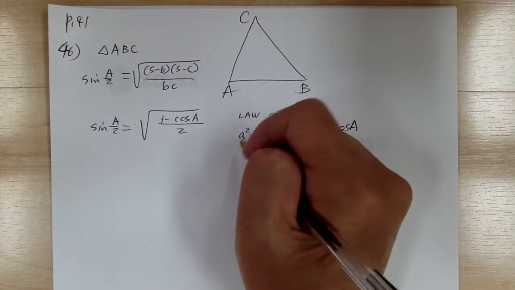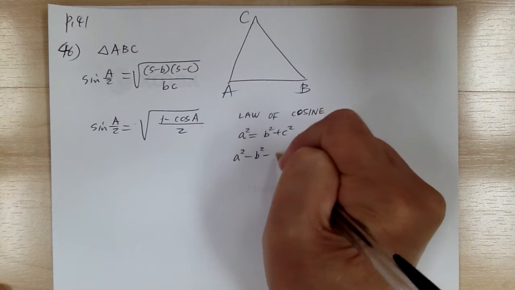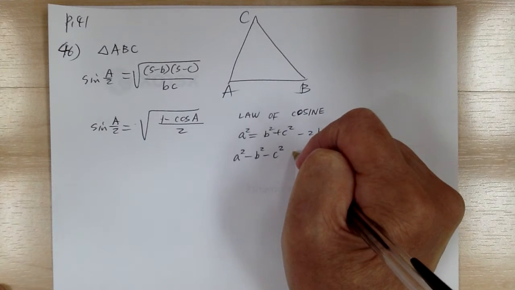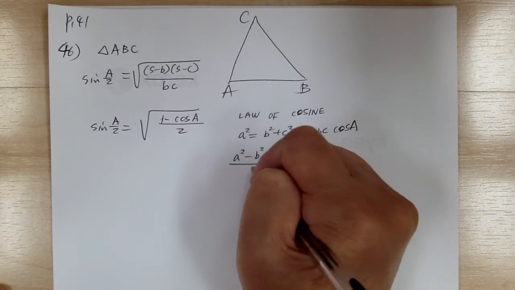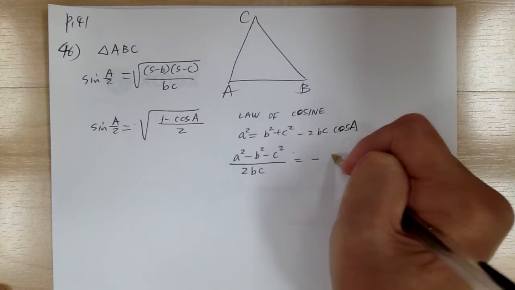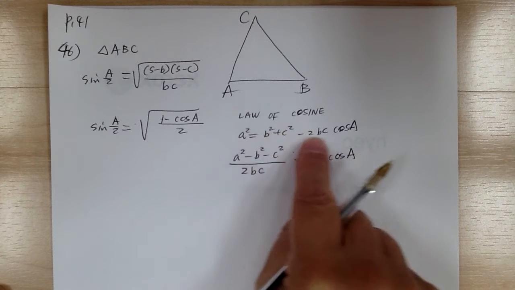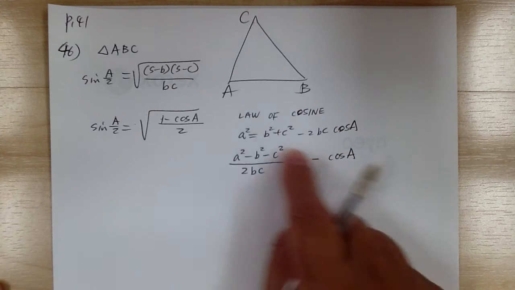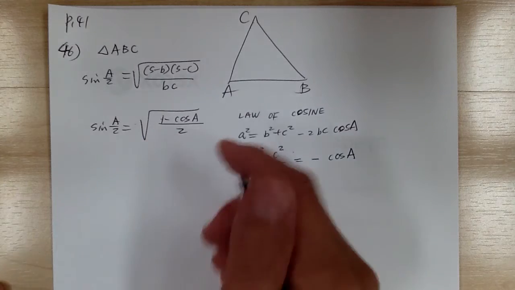Okay, so we're going to move things around. So we got A squared minus B squared minus C squared, and then we're going to divide by 2BC. So this is equal to negative cosine of A. So you can move this down, so subtract, and divide. We're going to keep the negative over here because there's a negative over here, right? Minus cosine A, so we can substitute. So now we can substitute this into here.